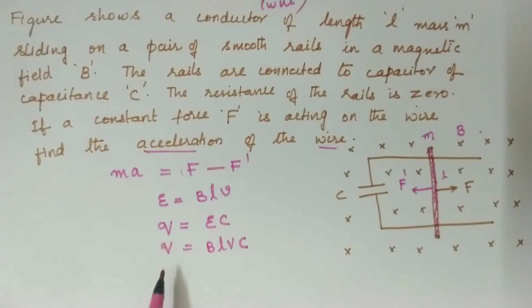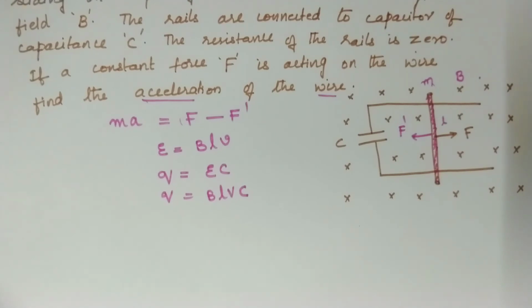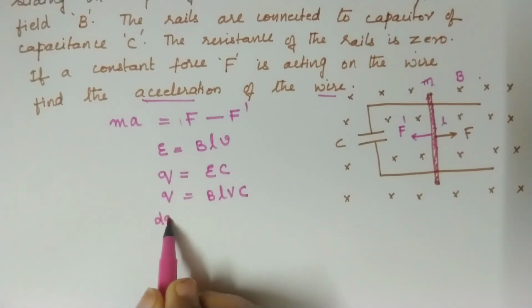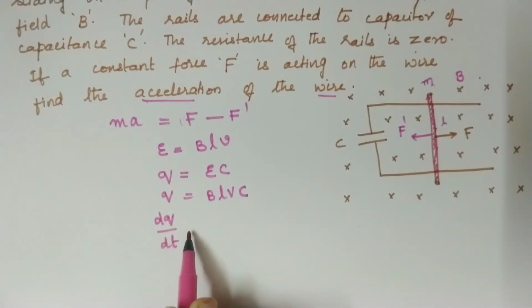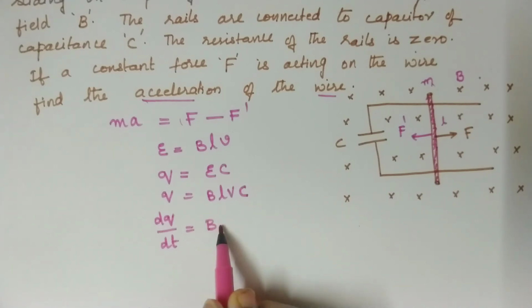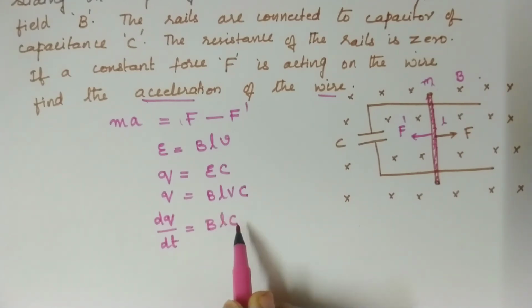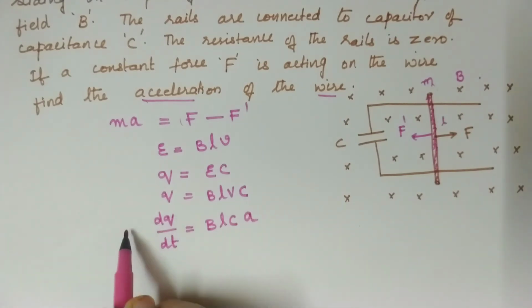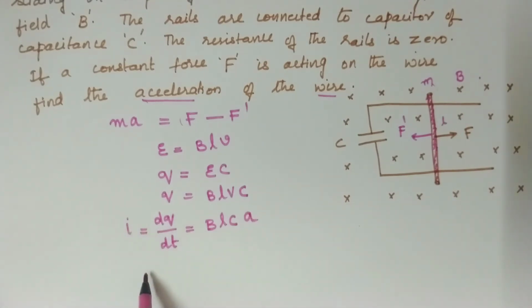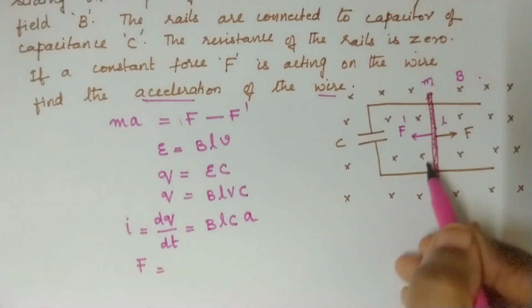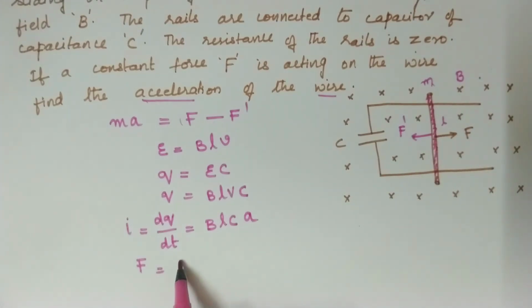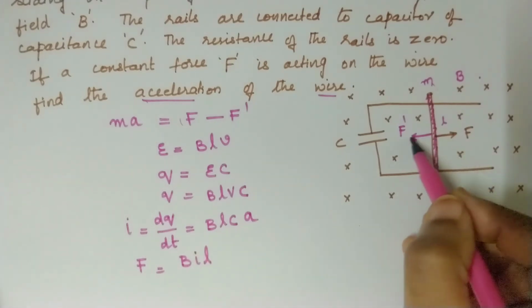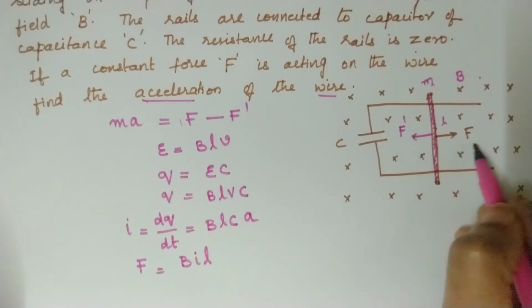Once you know the charge, the rate of change of charge will give you current. So I'll differentiate this relation. dq by dt is equal to B constant, L constant, C constant, dV by dt, which is nothing but acceleration. And once you get the current, what will be the repulsive force acting on this? F is equal to B into I into L. The magnetic force always tries to oppose the motion of the conductor.